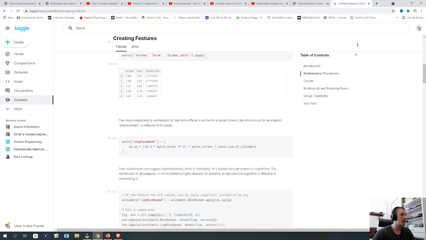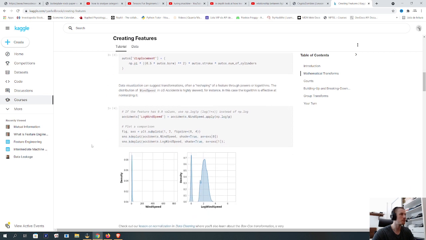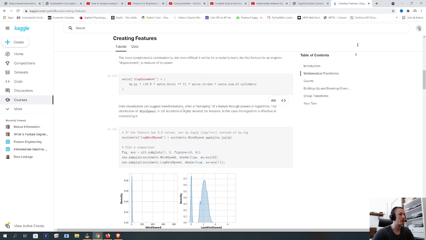The more complicated a combination is, the more difficult it will be for a model to learn, like this formula for an engine's displacement, a measure of its power. Data visualization can suggest transformations, often a reshaping of a feature through powers of or logarithms. The distribution of wind speed in US Accidents is highly skewed. In this case, the logarithm is effective at normalizing it.